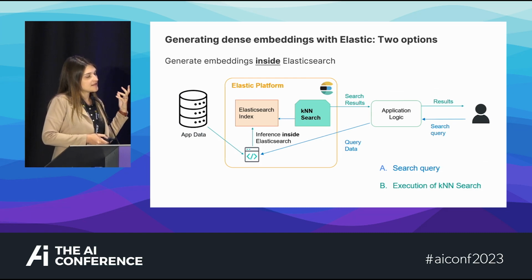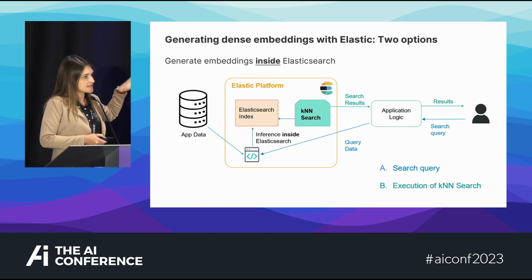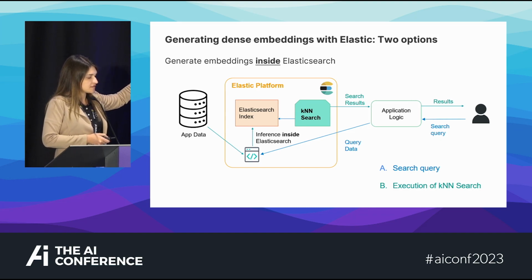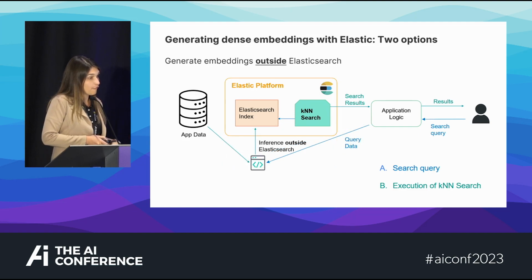When it comes to generating embeddings with Elastic, you have two options. You can generate the embeddings inside Elasticsearch, which is basically what we just saw. You have the app data stored in Elastic, you need to generate the embeddings, so you do this before storing, through an inference pipeline. And the same thing happens for the query, because you need to generate the embeddings too, so you perform inference in Elasticsearch. Or outside, where you just come up with the vectors yourself, which is also possible.